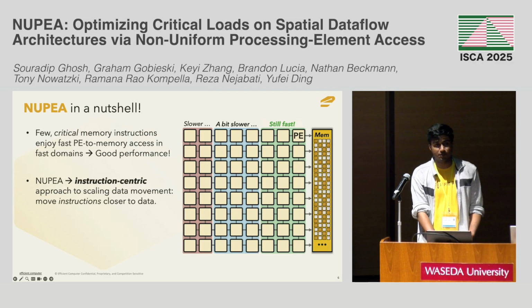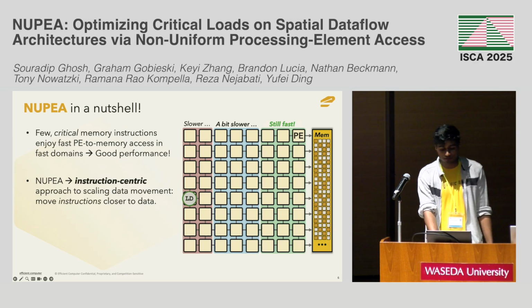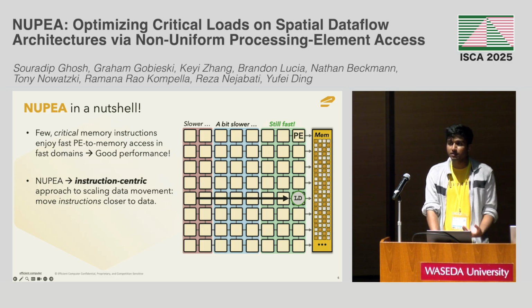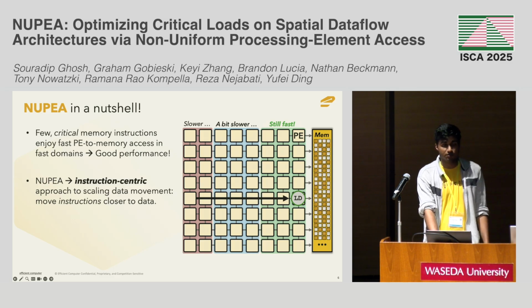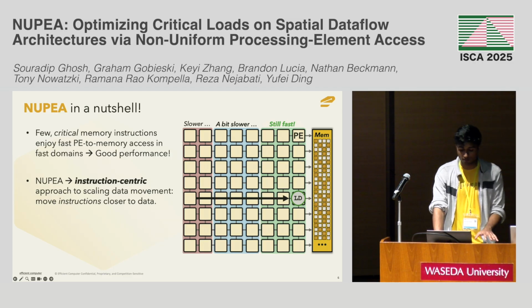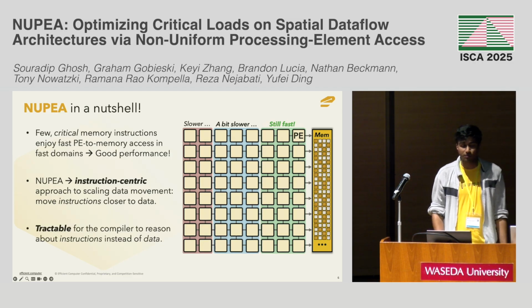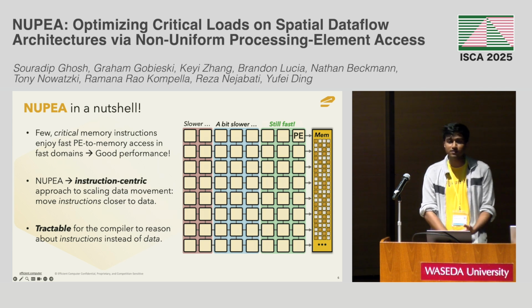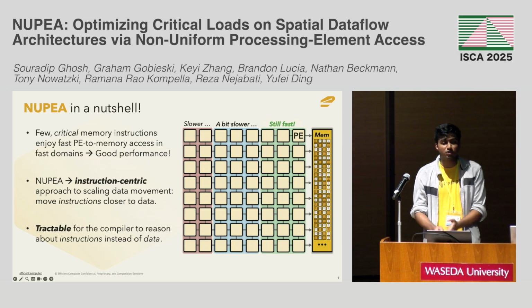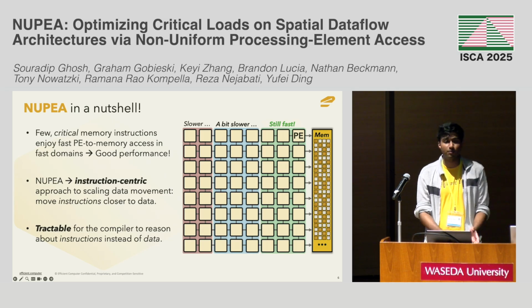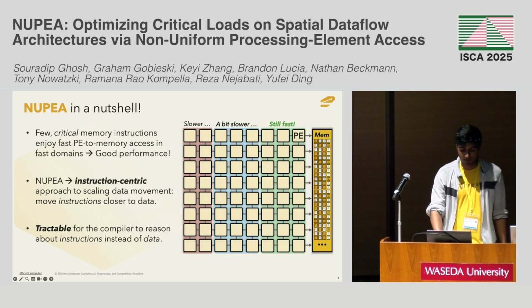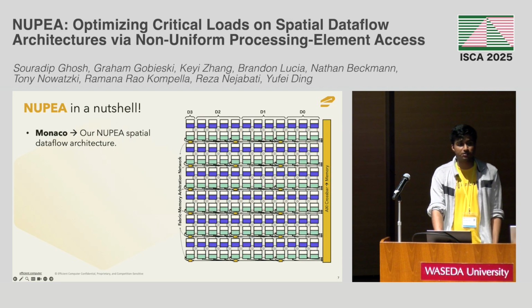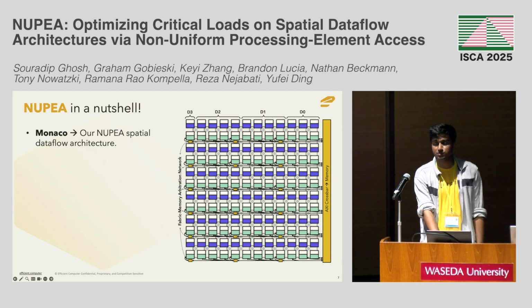To take advantage of NUPEA, we want to move only those few memory instructions critical to performance to this small slice of PEs close to memory. And so NUPEA enables this instruction-centric approach to scaling data movement, where we move instructions close to data, not the other way around. Because we're moving instructions, NUPEA relies on the compiler to find critical instructions and prioritize them for fast domains. And this is actually a tractable thing for the compiler to do, because it's much better at reasoning about program analysis than about data that it doesn't have access to at compile time. To put all of this together, we've implemented Monaco, a NUPEA spatial dataflow architecture that you see on the right.